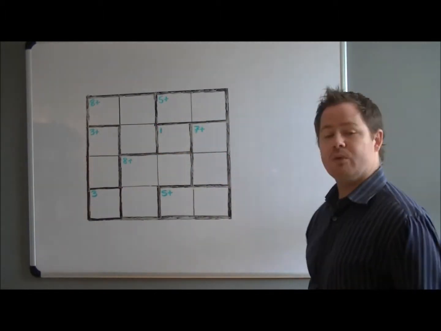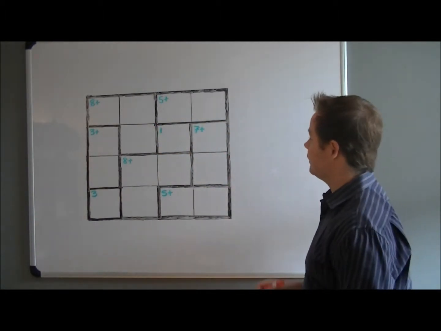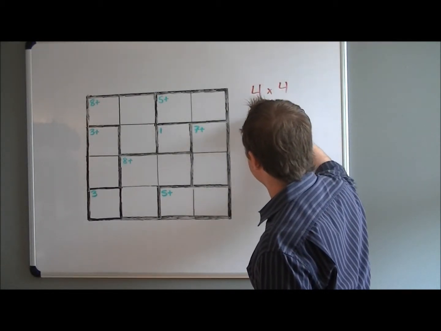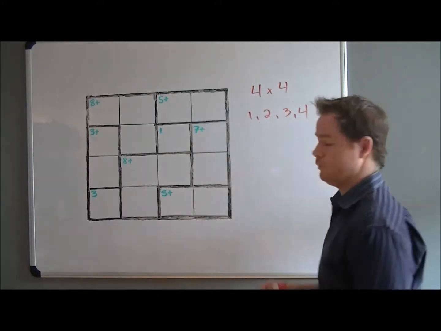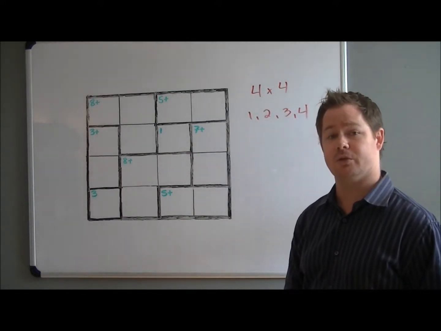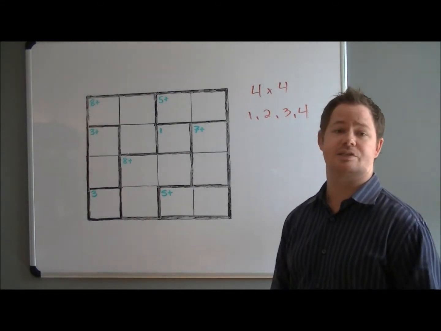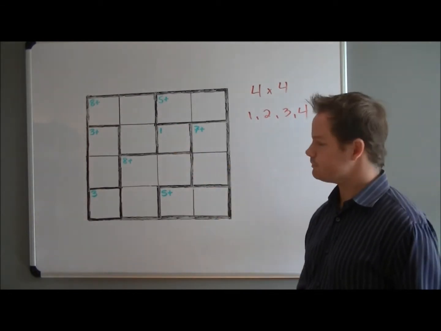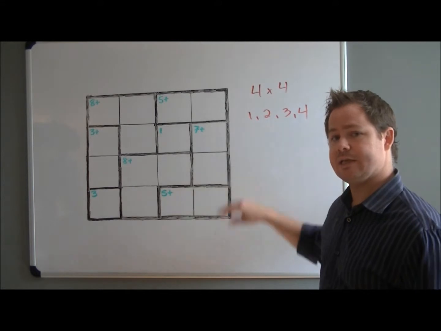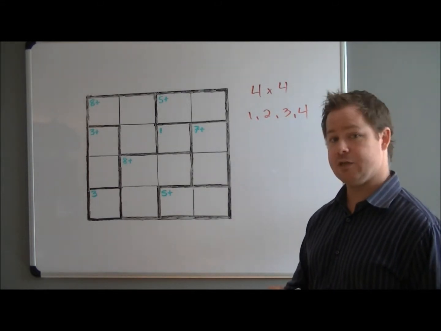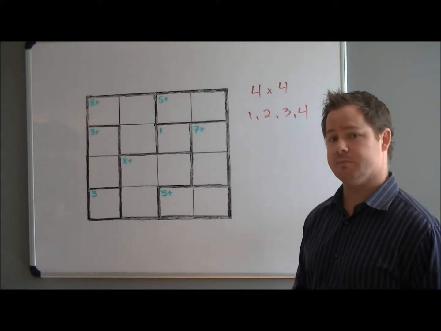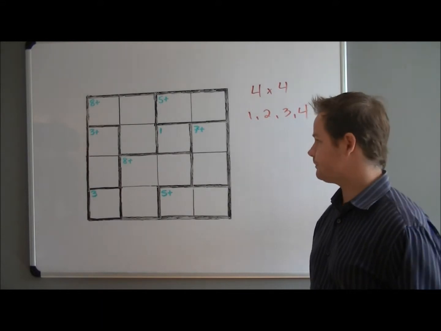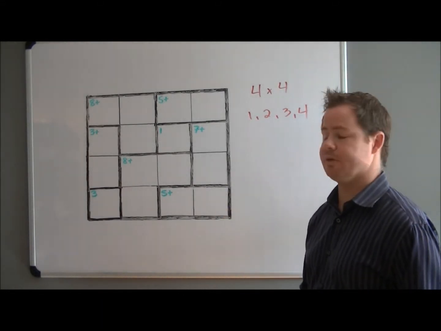So if you have a 4x4 puzzle, that means that you are going to have the numbers 1, 2, 3, and 4. If you had a 3x3 puzzle, you're only going to have numbers 1, 2, and 3. If you had a 7x7 puzzle, you would have numbers 1 through 7 that you're going to have to place into the puzzle. Now, any number that you place cannot be repeated in any row or any column. So we're going to take a look at how that works with a puzzle like this.